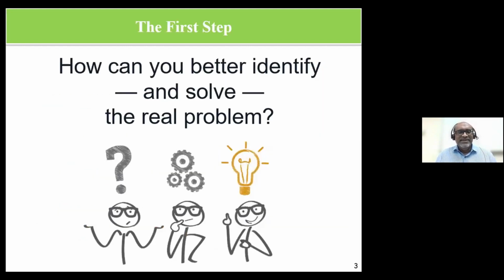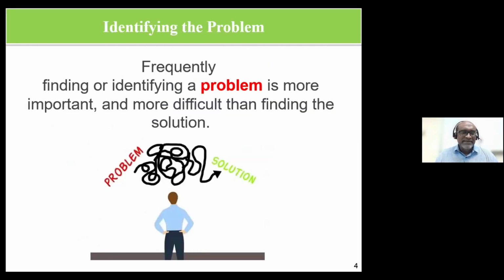Right? How do you identify and solve real problems? Next slide. That's the first step. Now, frequently finding or identifying a problem is more important and more difficult than actually finding the solution itself, right? So identifying your problem is actually a lot more difficult. Just like the example I gave you, solving the problem was very easy. Change the screw. But knowing which screw to change was the most difficult, which nobody could except this one guy, and he charged the most amount.